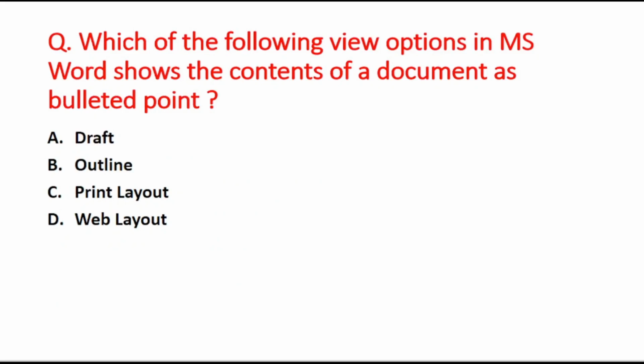Okay. So next question is, which of the following view options in MS Word shows the contents of a document as bulleted points? A option is draft, B is outline, C option is print layout, and D option is web layout. So right answer is option B, outline.